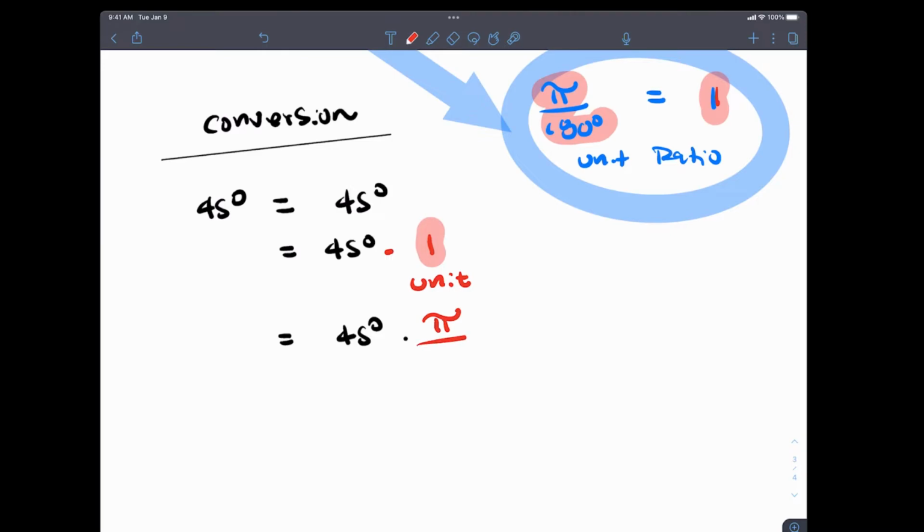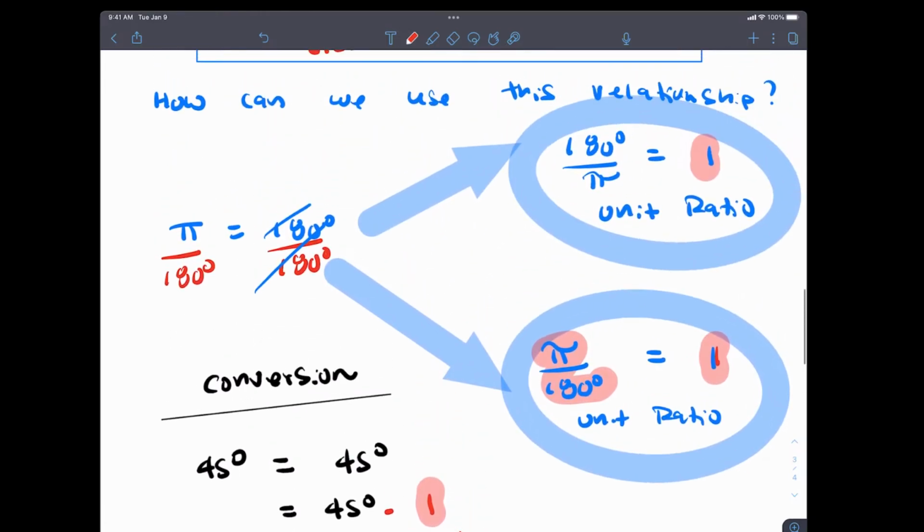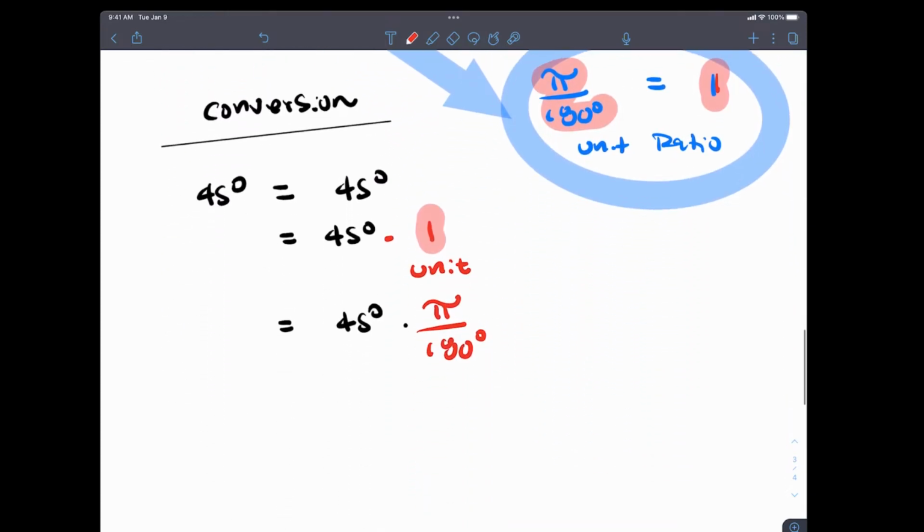Pi over what? 180 degrees. Why do we use this? Why not the other one? It's a unit, 180 degrees over pi. Does anybody know why? Okay, why do we have to use this one? It's a very good reason.